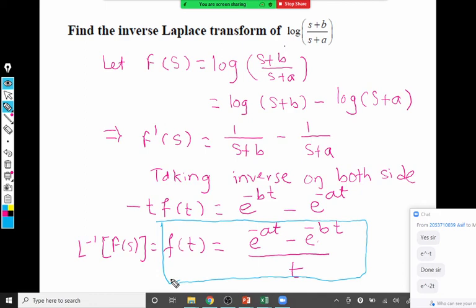Taking inverse Laplace on both sides, that is written there in between. Taking inverse Laplace on both sides, L inverse of f dash s is minus t into f of t. That's the property.